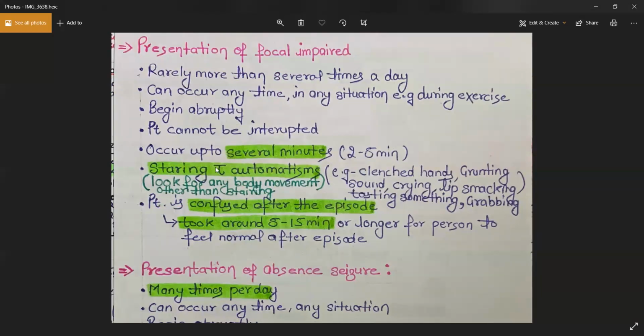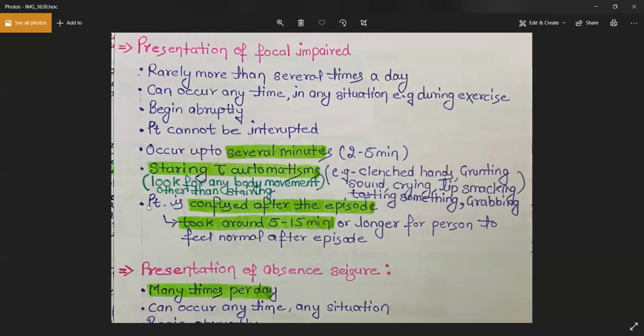Along with the staring, the patient will also have the automatism. It might be a clenching of the hand, a grunting sound, it could be crying, it could be lip smacking, it could be tasting something, it could be grabbing something, it could be like walking, okay, it could be like a cyclic movement, okay, it could be anything along with the seizure episode. Look for that in the patient. They will tell that the patient was appearing like he's eating something, or like he's doing cycling, or like he's walking in a garden, or like he's talking to someone. Okay, the one who observed the patient will give you this kind of a history, right?